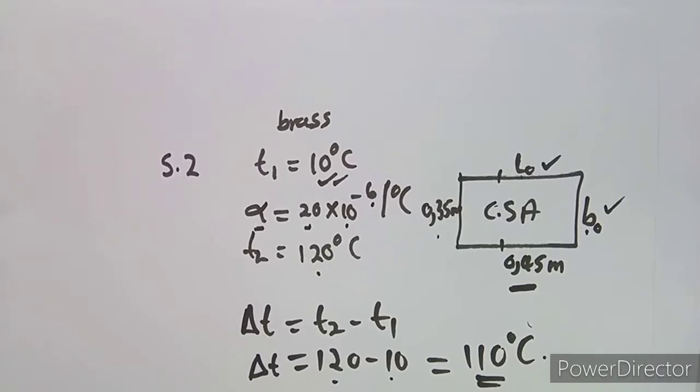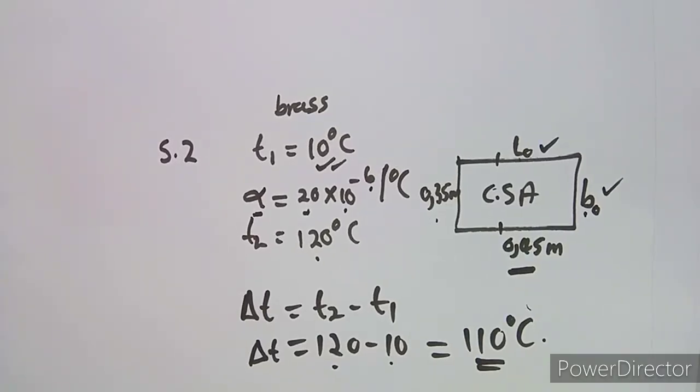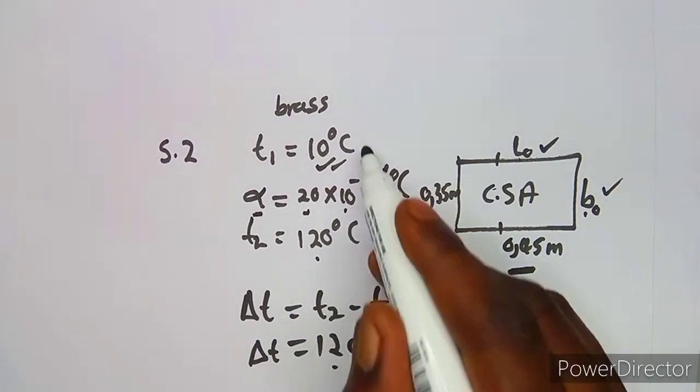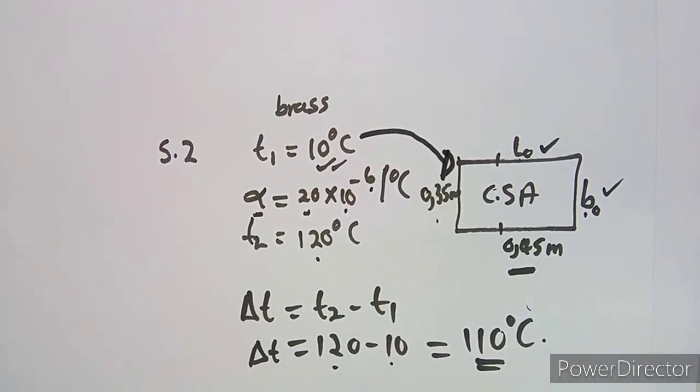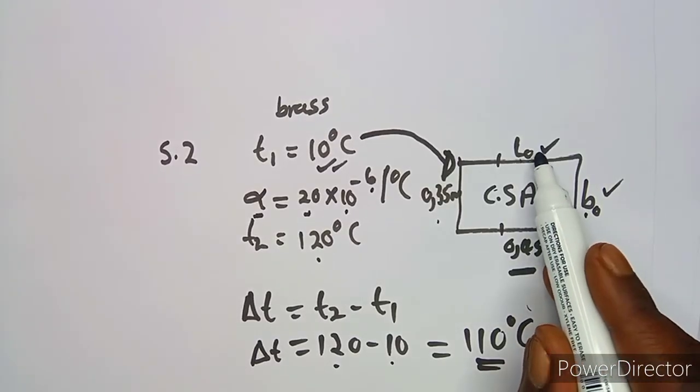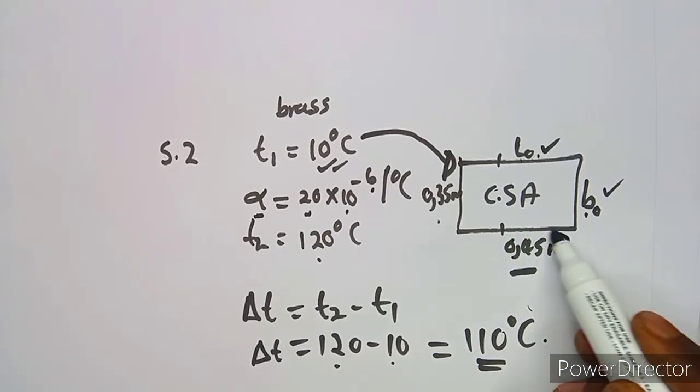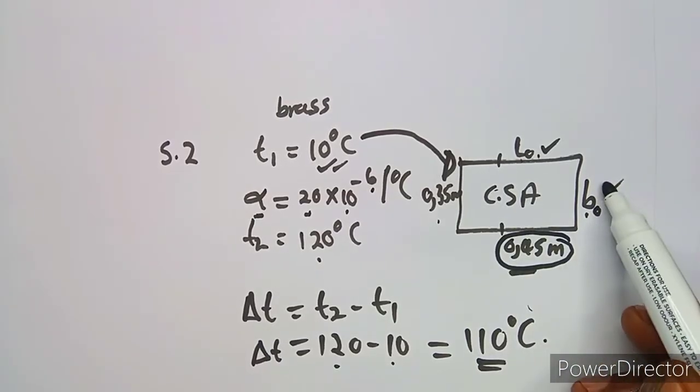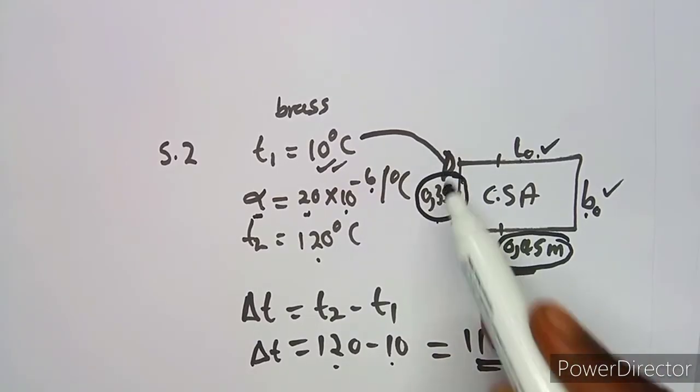This rectangular shape that I showed you here was taken from the original length and breadth of the brass, which was at 10 degrees Celsius. So these are the dimensions. When we talk about dimensions, we are simply referring to the sides, which means we are talking about the length. The original length is 0.45. This is your original length. The original breadth is 0.35.